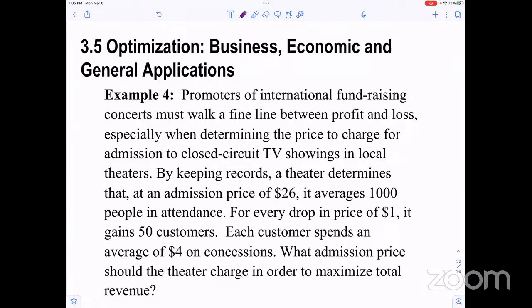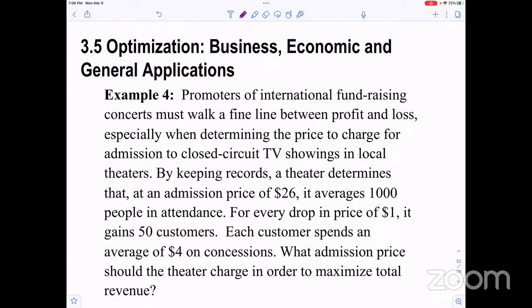So we're going to capture the number of people. We're basically saying, for the max revenue, we're going to say the number of people times the price of each ticket, plus the number of people times the money they spend on concessions. To capture the number of people, we're going to say the $1,000 plus 50 times X, right? And the X being each dollar decrease in the price of the ticket. To capture the price, we're going to say $26 minus X, right?